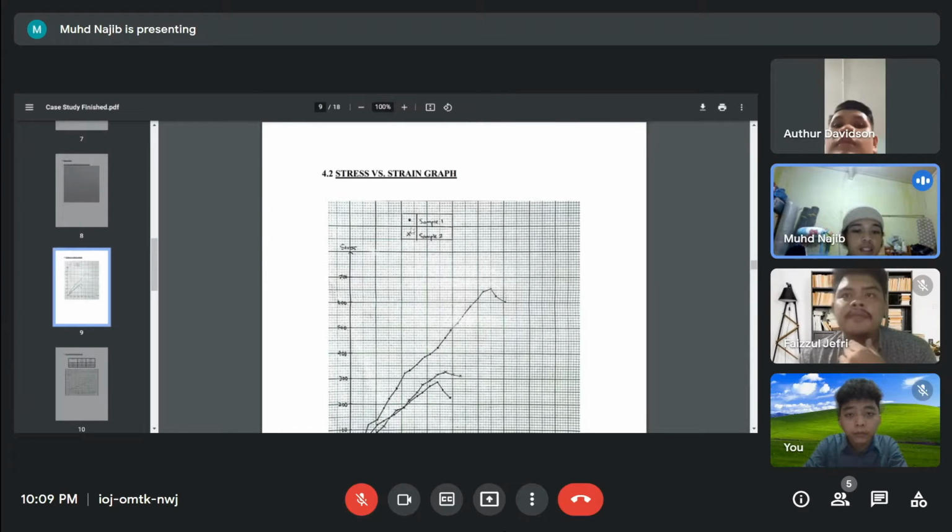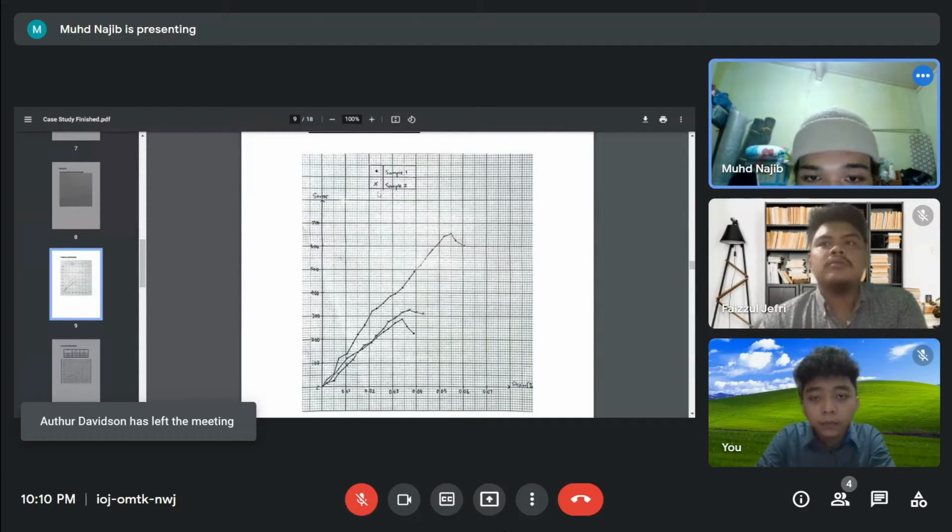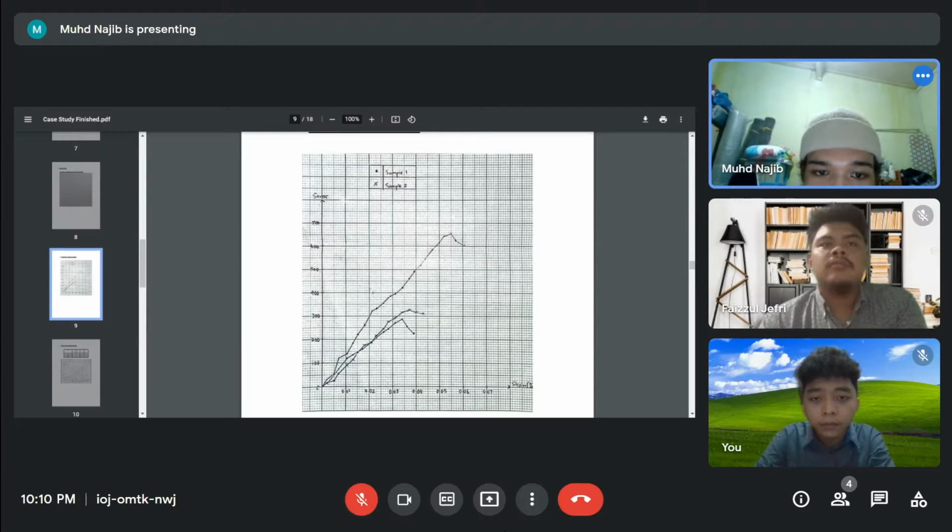So hi, my name is NAJIB. I'm going to present the stress versus strain graph. As you can see here, we have two samples. For sample one, we use a dot to plot the graph, and for sample two, we use X to plot the graph. As you can see in the graph, the stress of sample one is higher than sample 2.